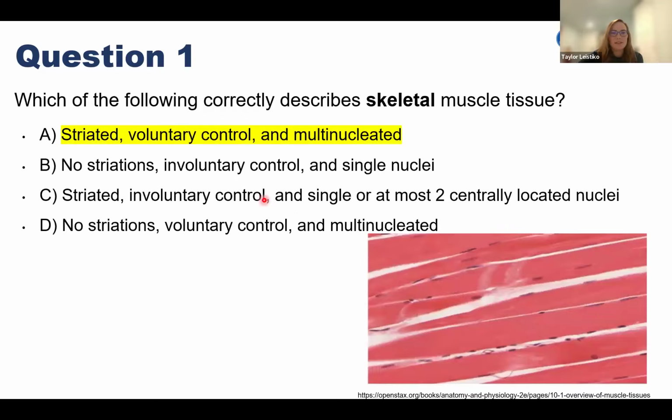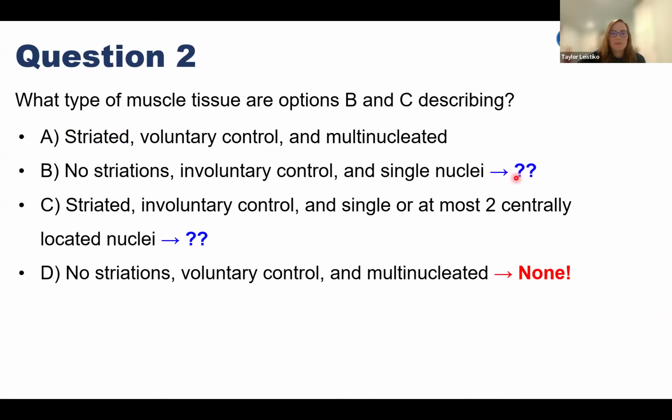There it is right there. So yeah, skeletal muscle is going to be striated. Here's a nice picture of it. So you can see some pretty clear striations. If you zoom in, they're a little bit easier to see, but it's nice and striated, multinucleated, and your skeletal muscle is under voluntary control. And then I have a follow-up question. You can just type in the chat for this one. What is option B describing and what is option C describing?